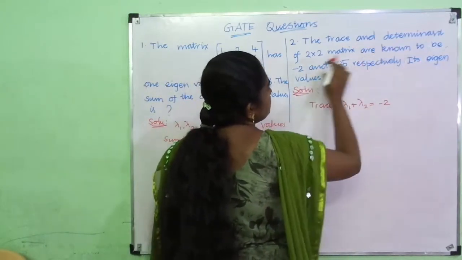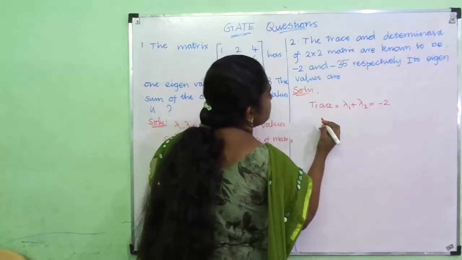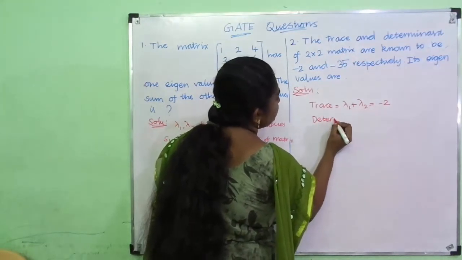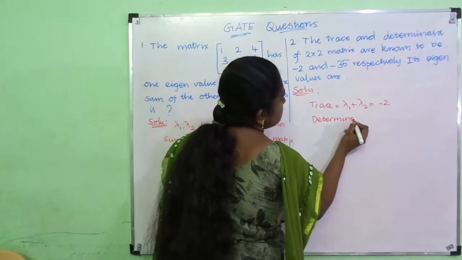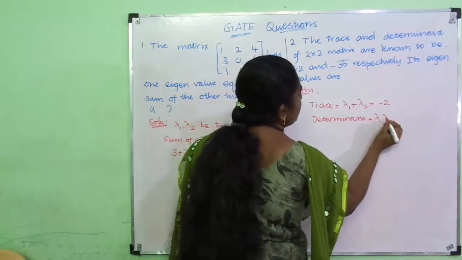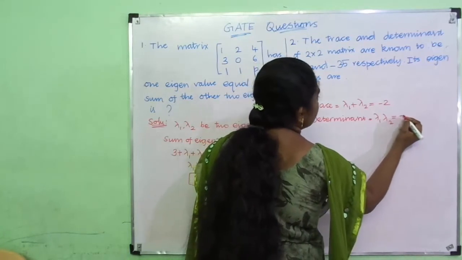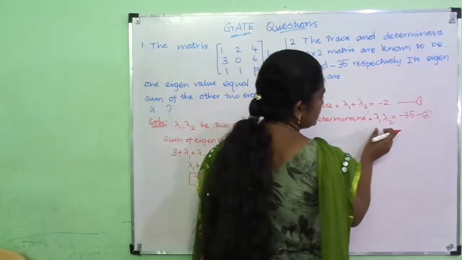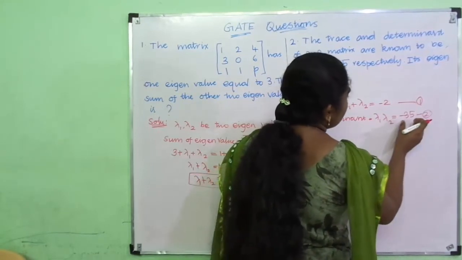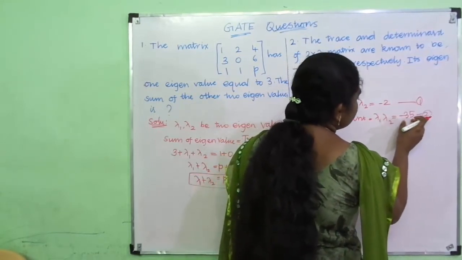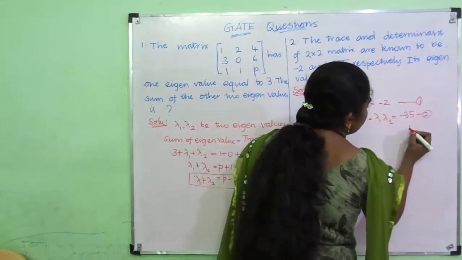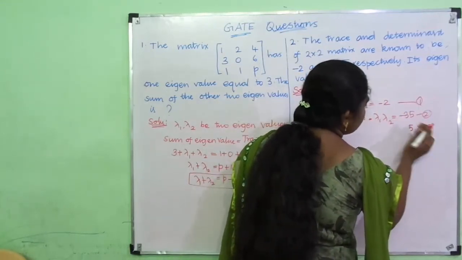Next, the determinant of the 2 cross 2 matrix is minus 35. Determinant means the product of the diagonals. Lambda 1 into lambda 2 is equal to minus 35. In the second equation, lambda 1 into lambda 2 is equal to minus 35. How can we get 35? By multiplying which two numbers will we get 35? 5 into 7 will give you 35.